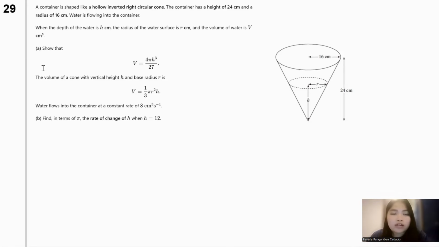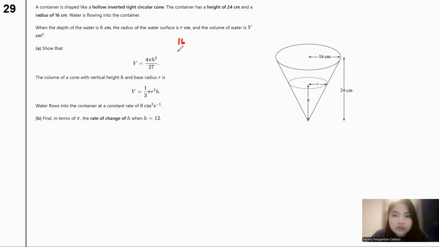What are we going to do? You know that the volume of the water is proportional to the volume of the overall hollow inverted right circular cone. So I want you to get first your r. So what are you going to do? Try to visualize things here. You know that the ratio of this 16 to 24 is the same as the ratio of r to the height. I mean, you can put the h here if you want to visualize, right? The ratio of these is the same as the ratio of r to h. So I can get my r first by simply doing ratio and proportion.